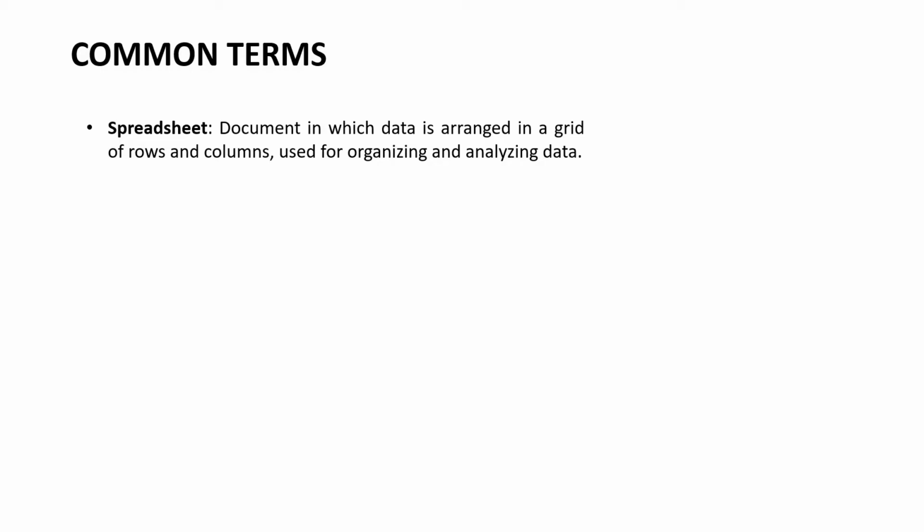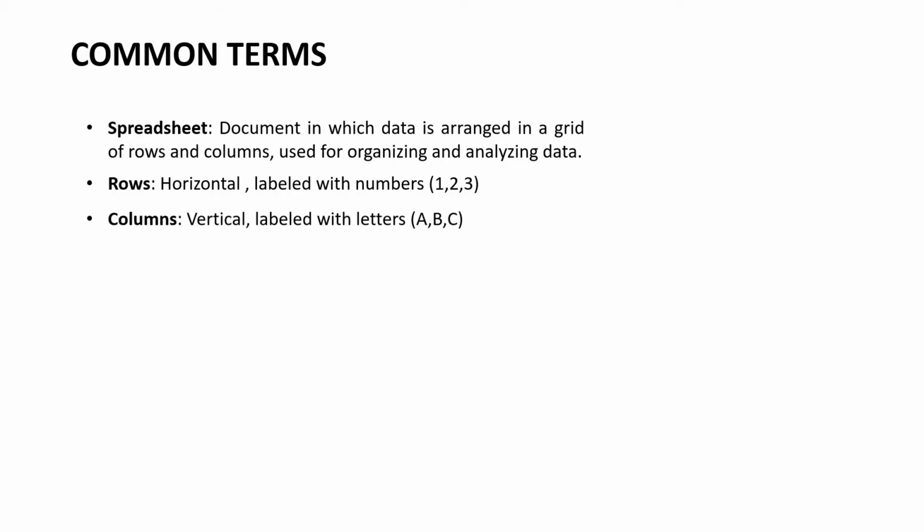Now let's define the parts of the spreadsheet. The spreadsheet is made of horizontal rows and vertical columns. Rows are typically labeled using numbers like 1 to 3 and columns are labeled with letters like A, B, C. Individual row and column locations such as A3 or C2 are called cells. Each cell can store a unique instance of data.